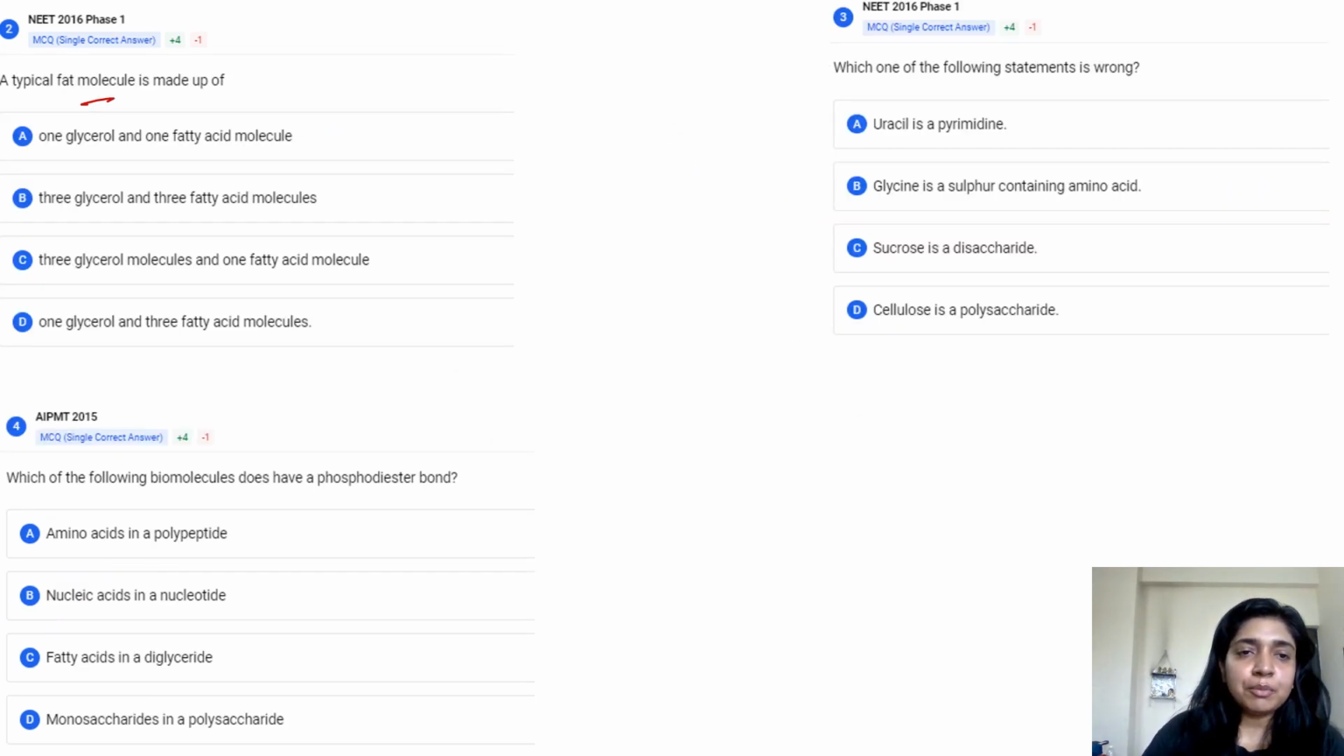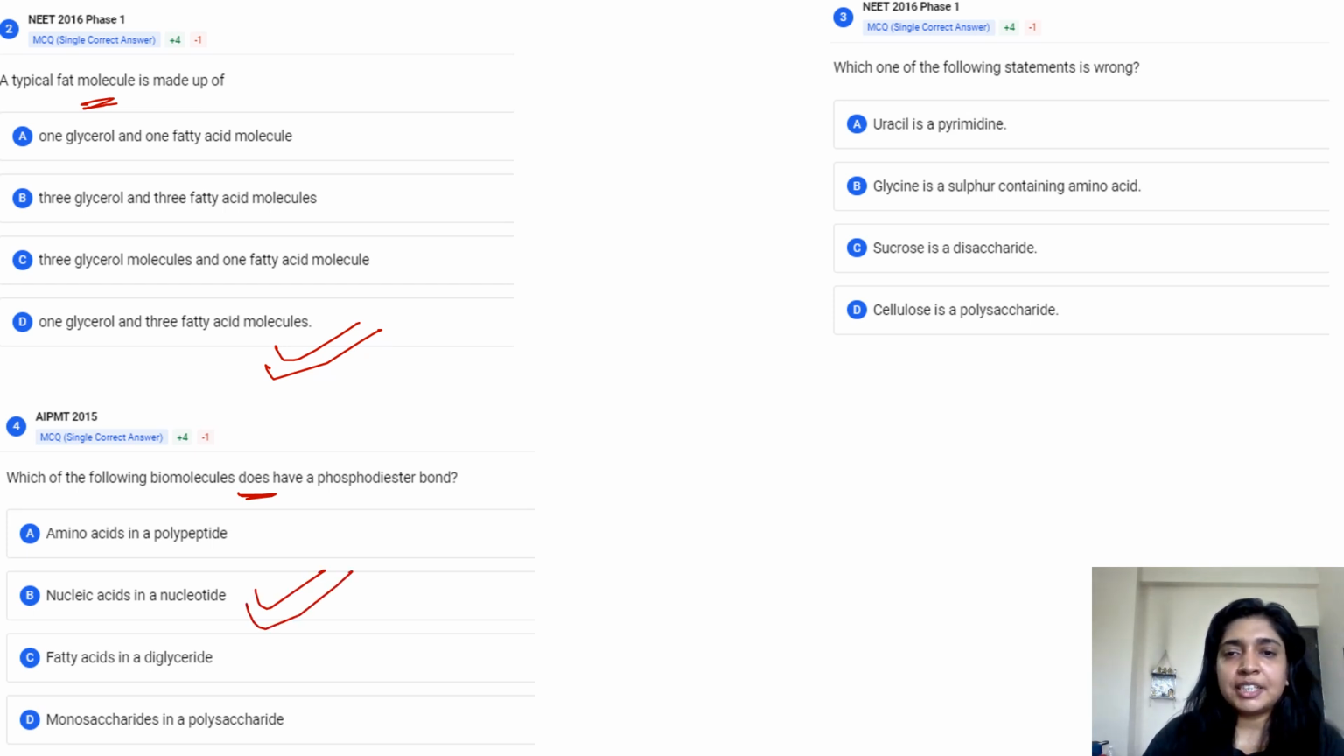A typical fat molecule is made up of one glycerol and three fatty acid molecules. Which of the following biomolecules does have a phosphodiester? So which has a phosphodiester bond? So it would be nucleic acids.